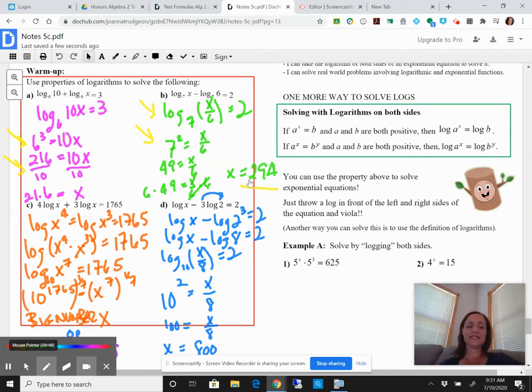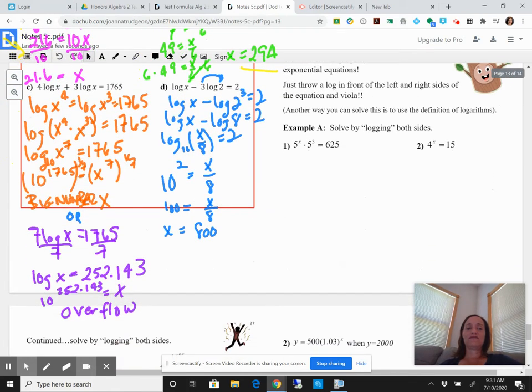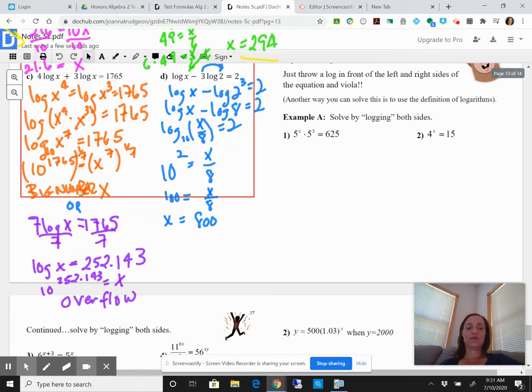C is really crazy. So if you felt like you have no idea how to do C, I have 2 ways, one in orange and one in purple. The purple way down below is definitely the easiest way, and it wasn't the way I went with initially because I was thinking, oh, I want to use the power property and the product property, and that's what I did in orange. So in orange, I brought the 4 and the 3 up to the top there.